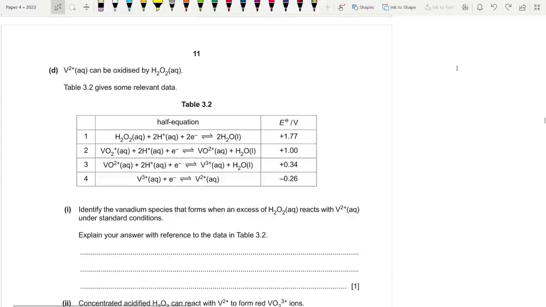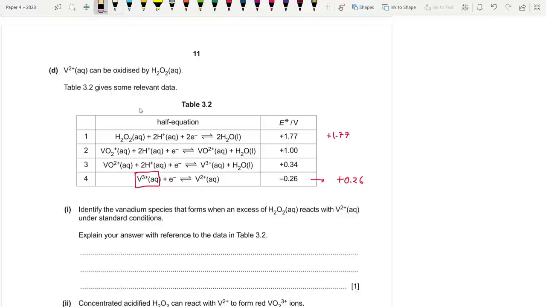So essentially, the reaction will keep on occurring until E cell becomes negative. Till then it keeps on occurring. So let's take a look at the first one. V2 plus getting oxidized. What's the oxidation potential of V2 plus getting oxidized? It's plus 0.26, and H2O2 being reduced is plus 1.77. So if you add it up, plus 1.77 plus 0.26 gives you a value of 2.03, which is feasible. So we got V3 plus.